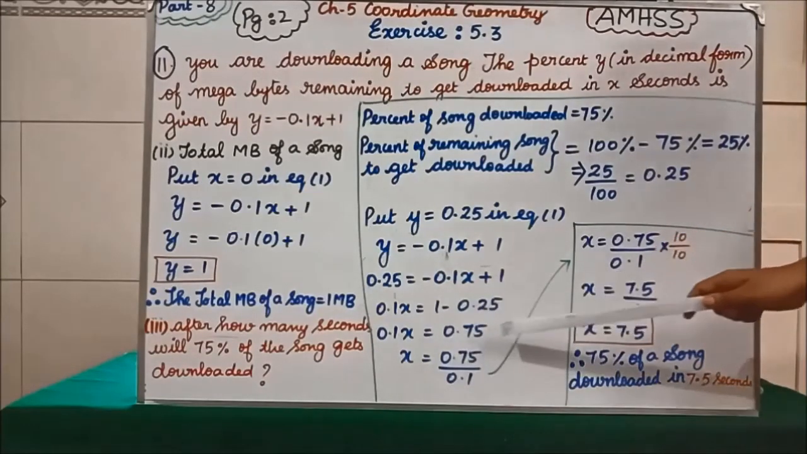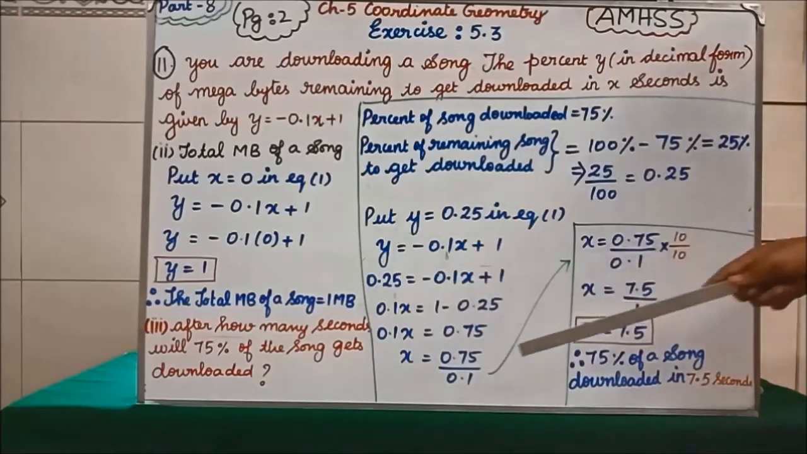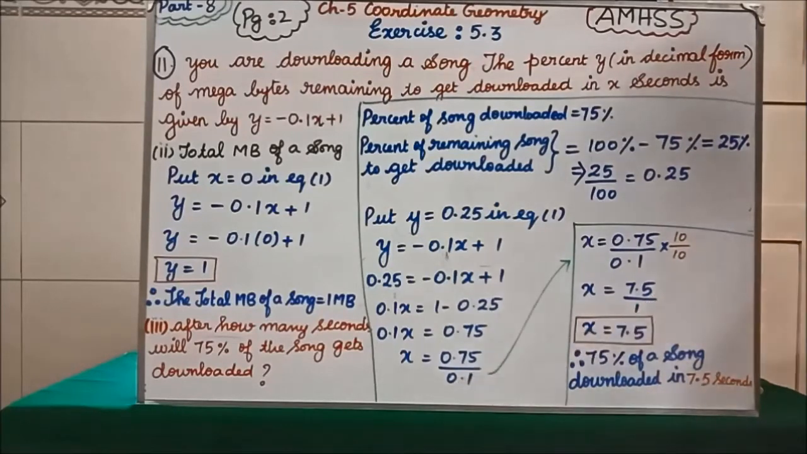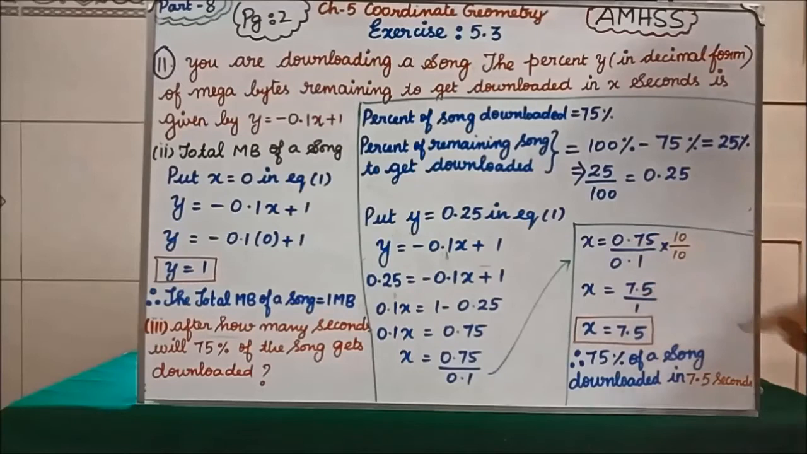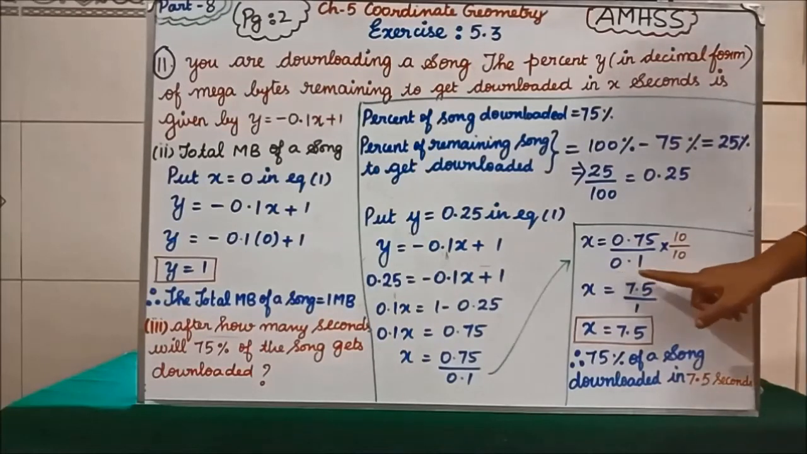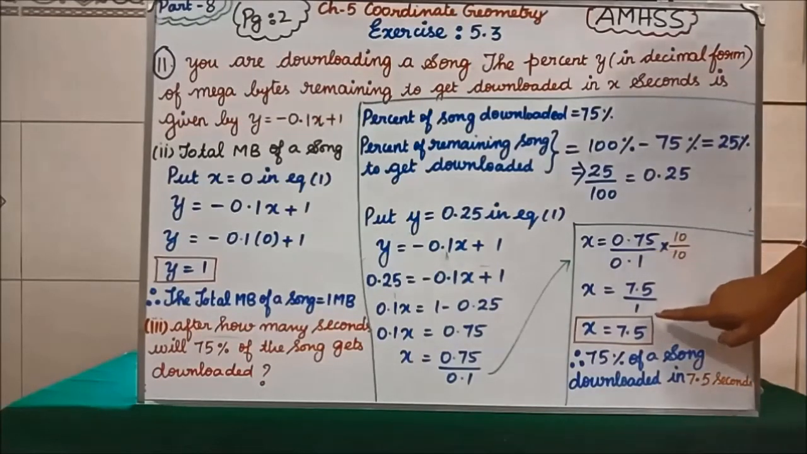X is equal to 0.75 divided by 0.1. The next step, if you see the denominator has one number after the decimal. So we are multiplying both numerator and denominator by 10. If we multiply, this decimal will move one place after. So if it moves, we are getting 7.5. Similarly, if we multiply this 0.1 with 10, the decimal will move one place after. So 1 only we will get. Clear? So 7.5 divided by 1 is x equal to 7.5.